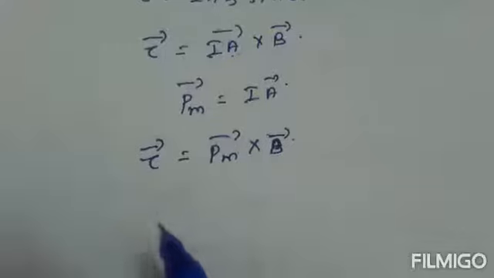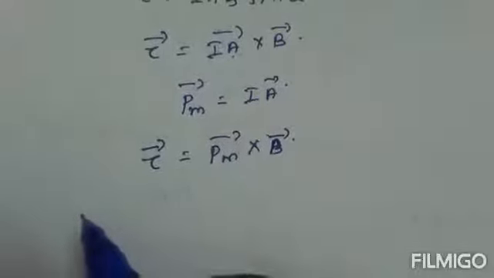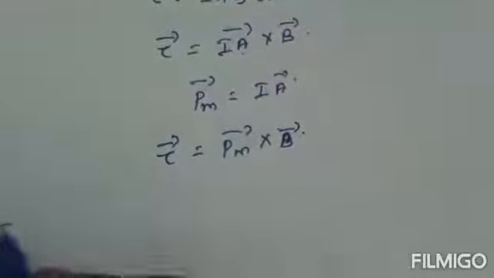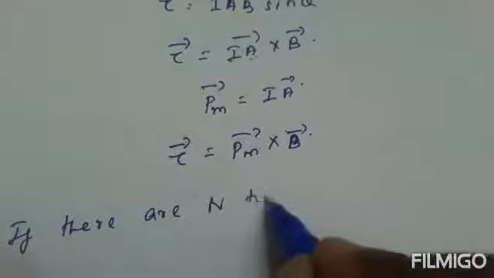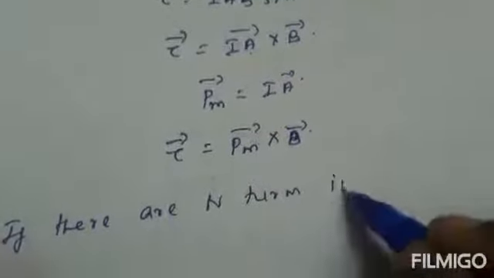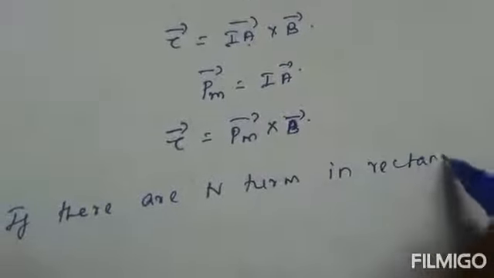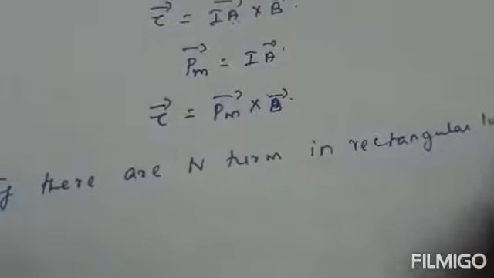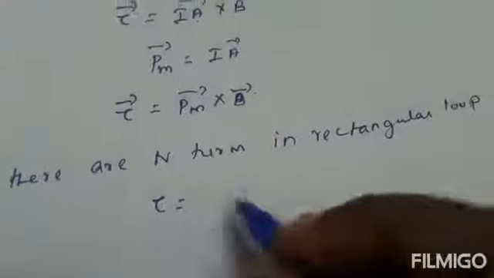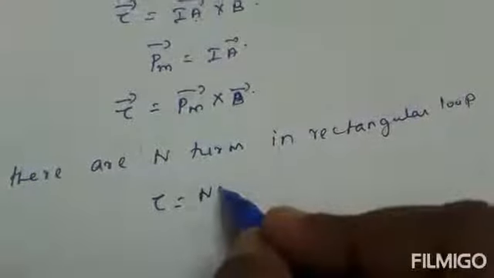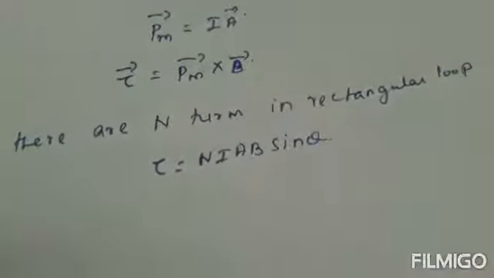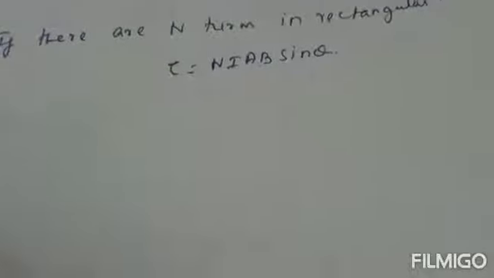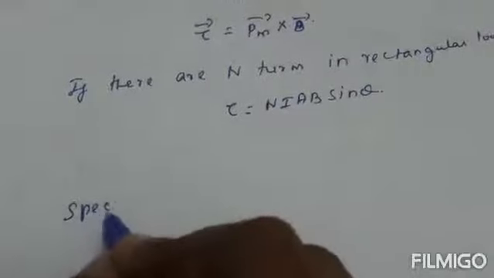We have taken only one turn. If there are n turns in the rectangular loop, then we multiply by n, so tau is equal to NIAB sine theta. Now we have to go for the special cases.